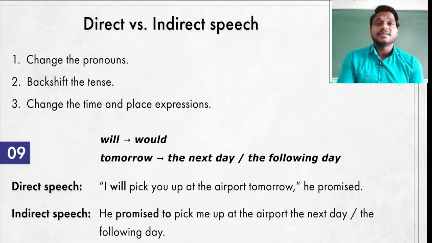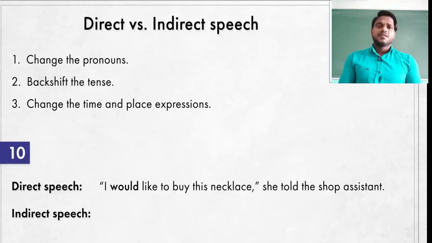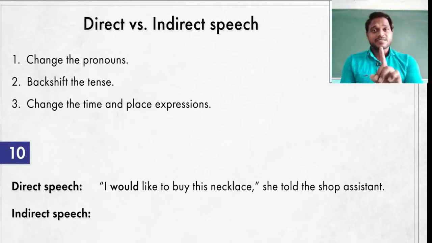So sentence number 10 says, I would like to buy this necklace. Now somebody must be there, so she told the shop assistant. Okay, there is no past perfect or change for the modal verb. So she told the shop assistant that she would like to buy the necklace. Or "that necklace" also you can use here. So both are okay, there is no mistake in that.